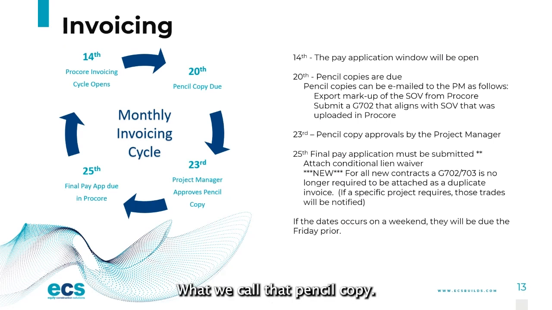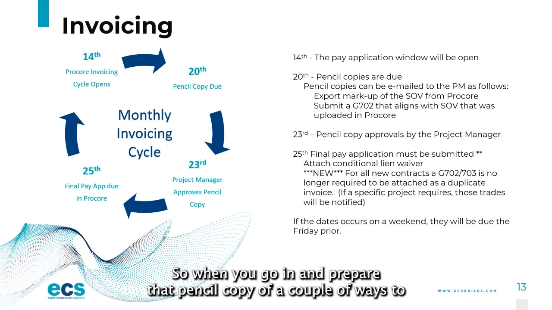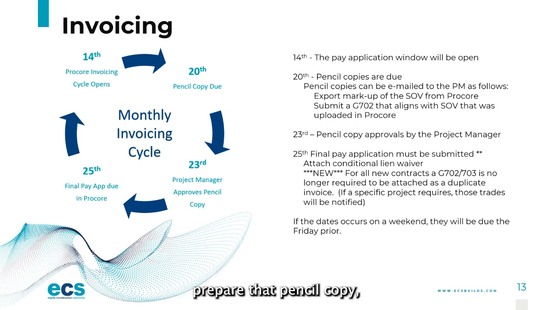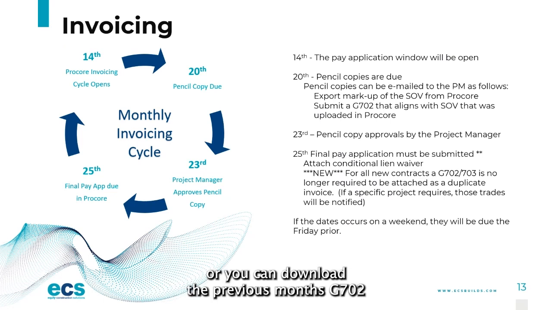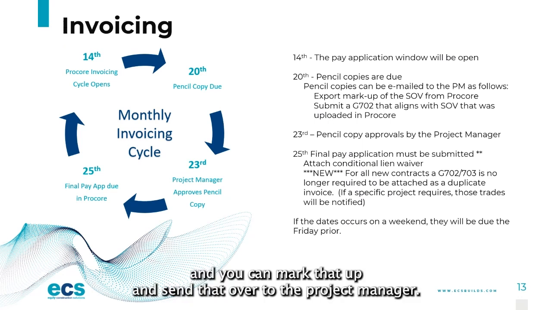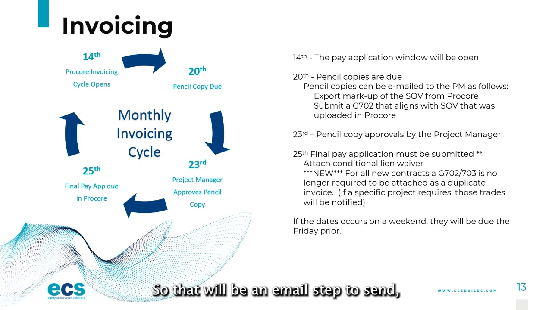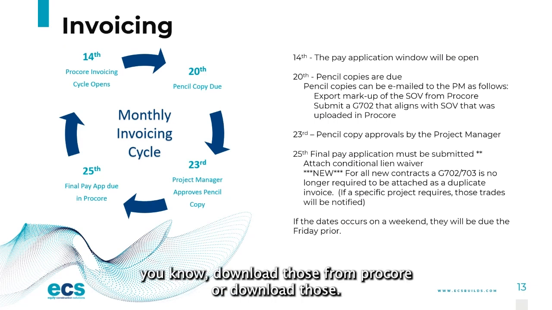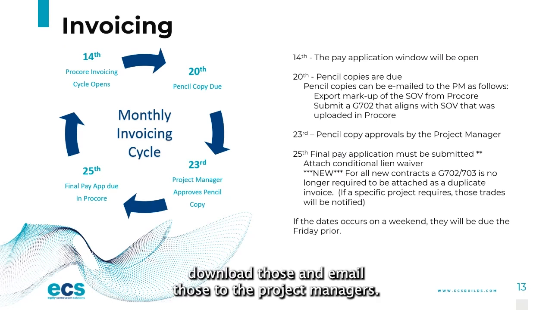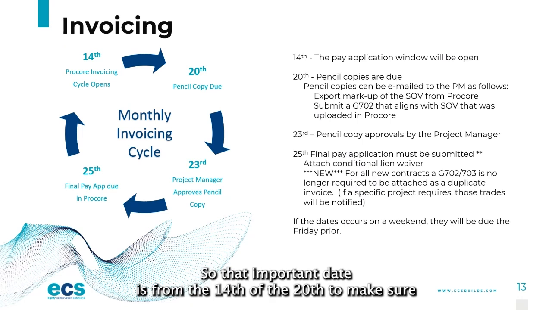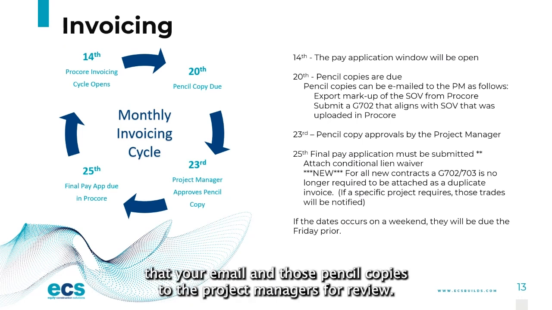When you go in and prepare that pencil copy, you have a couple of ways to prepare it. You can export the SOV straight from Procore. You can mark it up and send it over to the project manager, or you can download the previous month's G702, mark that up, and send that over to the project manager. So that will be an email step: download those from Procore, or download those if you save them outside of Procore, and email those to the project managers. So that important date is from the 14th to the 20th, to make sure that you're emailing those pencil copies to the project managers for review.